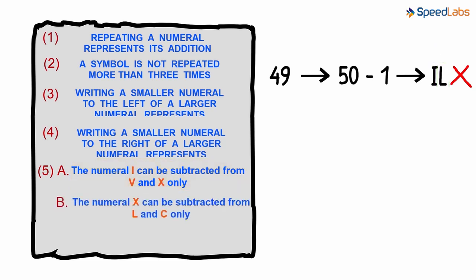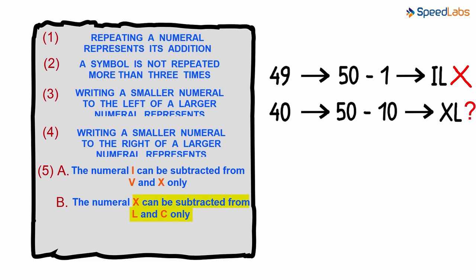Similarly, the second part of the rule says the numeral 10 can be subtracted from the numerals 50 and 100 only. Let's understand the application of this part of the rule. Say we want to write the Roman numeral 40. Considering that the numeral 10 can be subtracted from the numeral 50, can you tell me whether writing the numeral 40 like this would be correct? Absolutely yes. As per the rule, this is allowed.